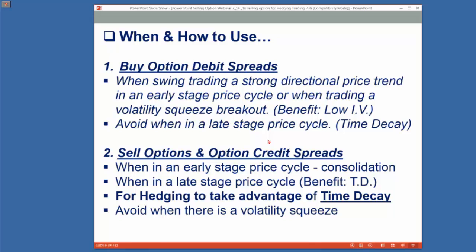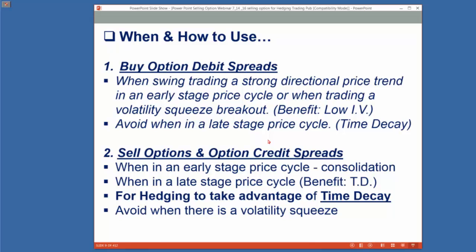So when trading a volatility squeeze breakout, when you're in a consolidation phase pattern where there's potential for a big break up or down, that's another time I really like to look for debit spreads. You also want to take advantage of low implied volatility when you're buying options. But you want to avoid these strategies in a late stage price cycle, because there's a chance it'll just stall out, go sideways, or roll over, and that can hurt you based on the time decay aspect of being long options.